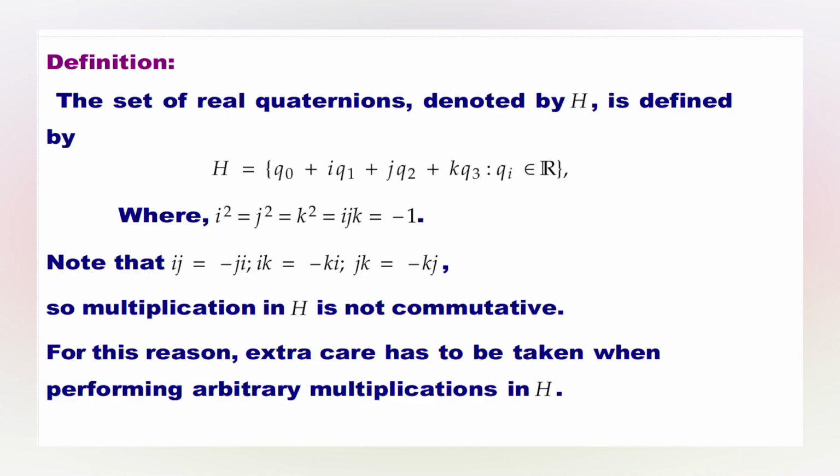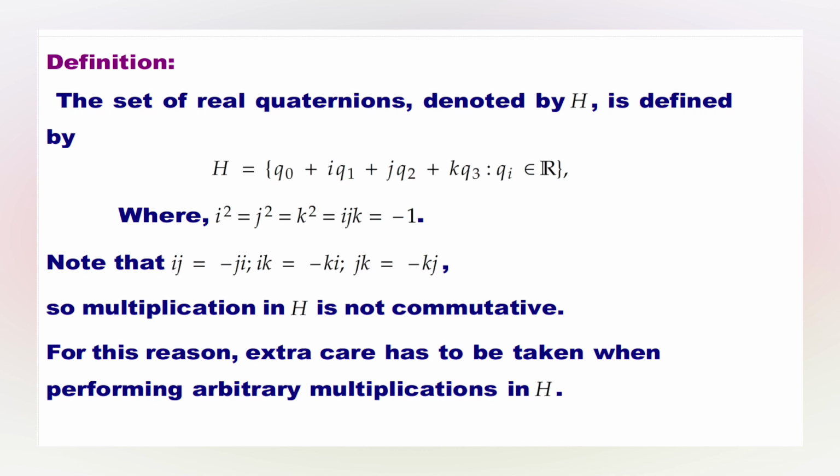In some ways, we can think of the quaternions as an extension of the complex numbers. Let us see the definition. The set of real quaternions denoted by H is defined by H = {q0 + iq1 + jq2 + kq3 such that qi belongs to R}, where i² = j² = k² = ijk = −1.